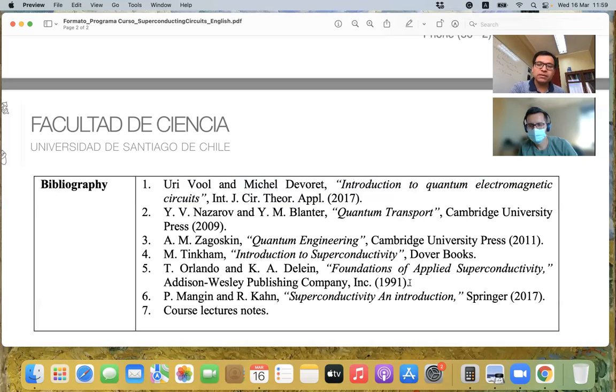Not that important for our goal here, which is to really understand the emergent behavior, and then how to apply this emergent behavior in order to build quantum bits for quantum simulation and quantum computing. Okay.